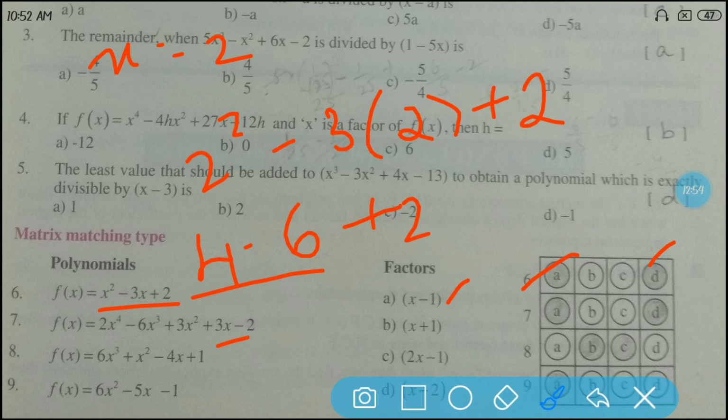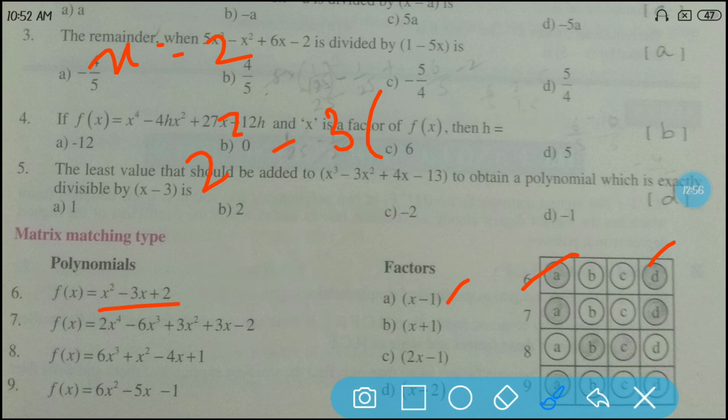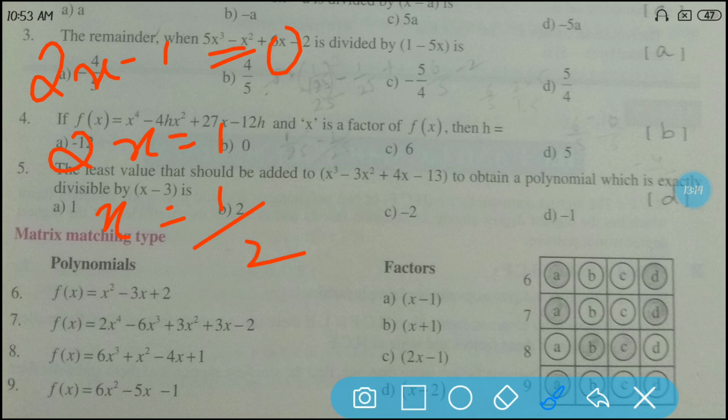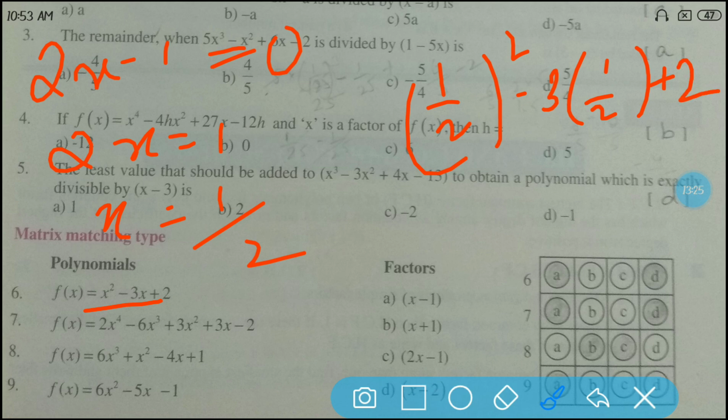So the remaining 3 sums you will take as homework. Yes, because it is so easy, right? I explained with examples also. Like now 2x minus 1, I will also explain for this criterion. We have to equate that to 0. Now minus 1 goes to RHS and becomes plus 1. 2x is equal to 1. x is equal to half. Now substitute in this equation. x is equal to 1 by 2. 1 by 2 whole square minus 3 into 1 by 2 plus 2. Now 1 by 2 whole square is 1 by 4, right?